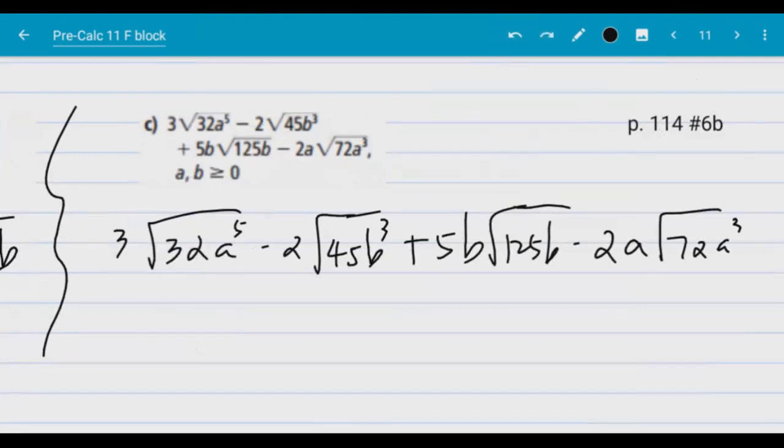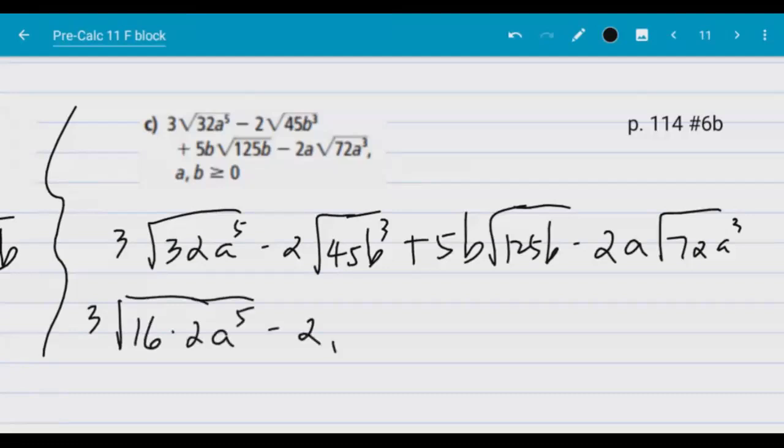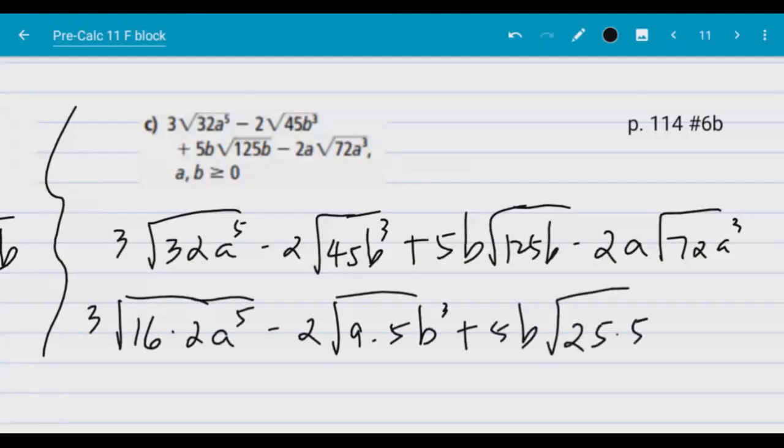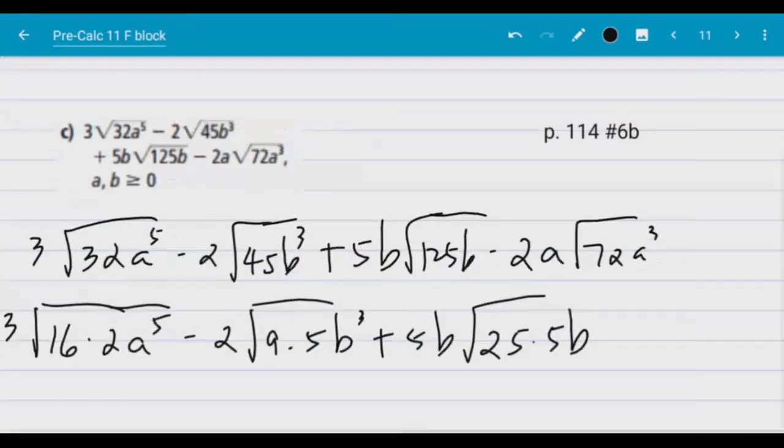So 32 can be 16 times 2, a to the fifth, minus 2 times root of 9 times 5b cubed, plus 5b root of 25 times 5b, minus 2a root of 36 times 2a cubed. All right.